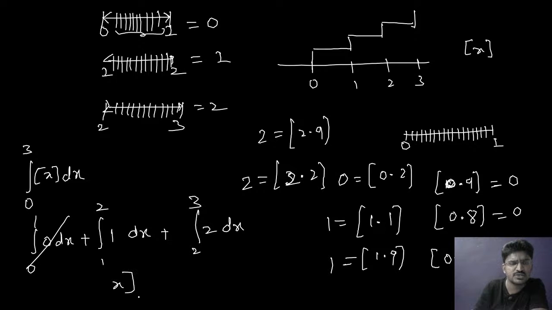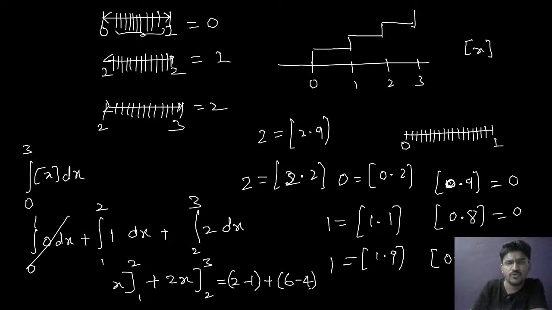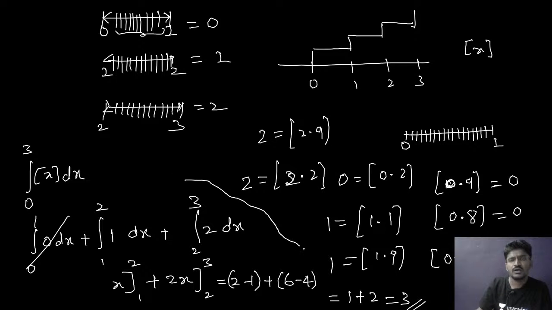Integration of 1 will be x, from 1 to 2. Integration of 2 will be 2x, from 2 to 3. So this is equal to 2 minus 1 plus 2 into 3 is 6 minus 4. So the answer will be 1 plus 2, that is 3. Here you can see your answer is 3. Whenever you get the greatest integer function, you have to integrate like this.